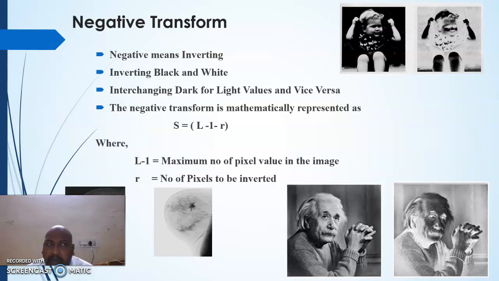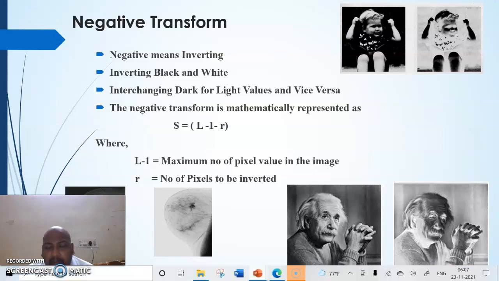The negative transform can be mathematically represented as S = L - 1 - R, where L - 1 is the maximum number of value in the image, and R is the number of pixels to be inverted.